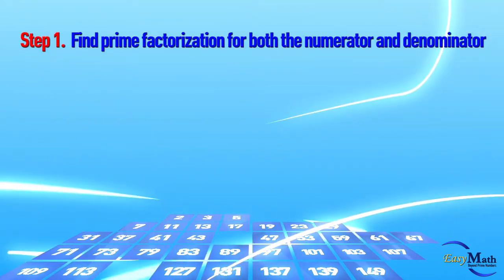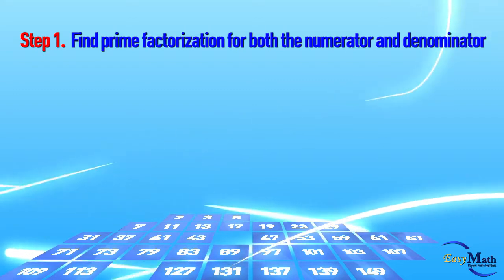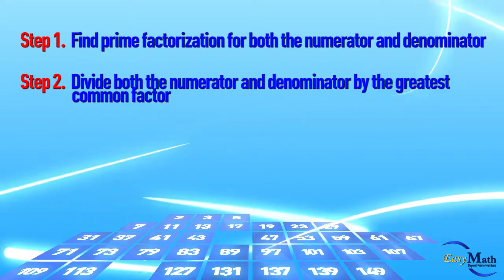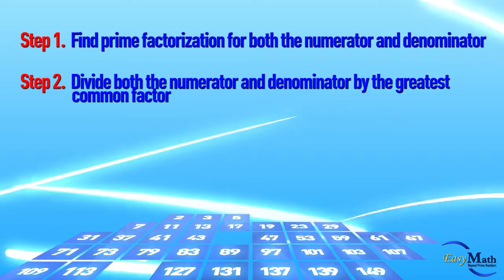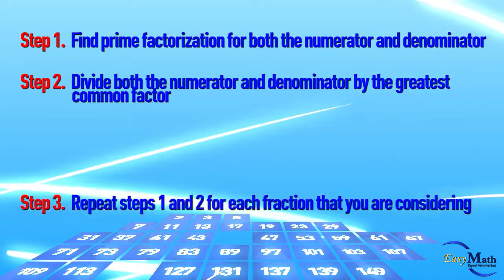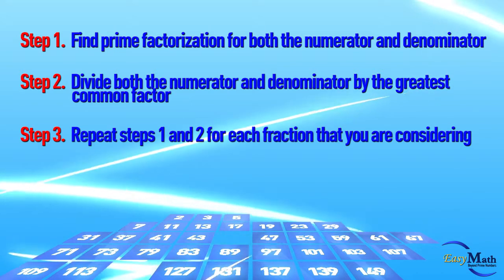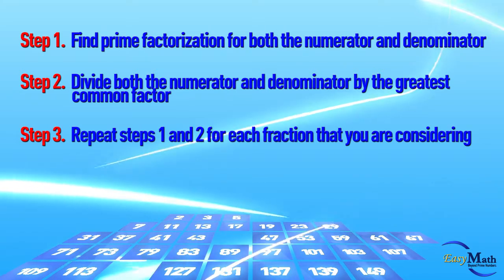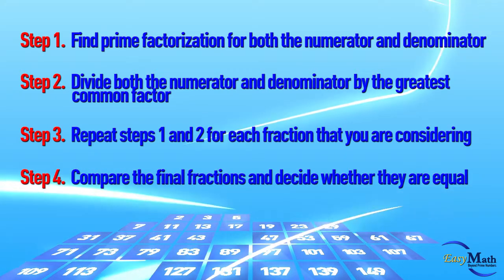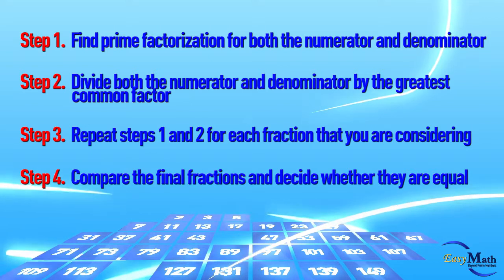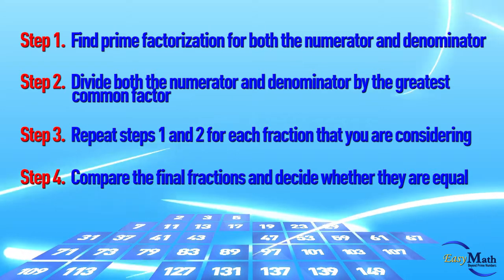Step 1. Find prime factorization for both the numerator and denominator. Step 2. Divide both the numerator and denominator by the greatest common factor. Step 3. Repeat steps 1 and 2 for each fraction that you are considering. Step 4. Compare the final fractions and decide whether they are equal. To clearly describe this method, let's consider several examples.